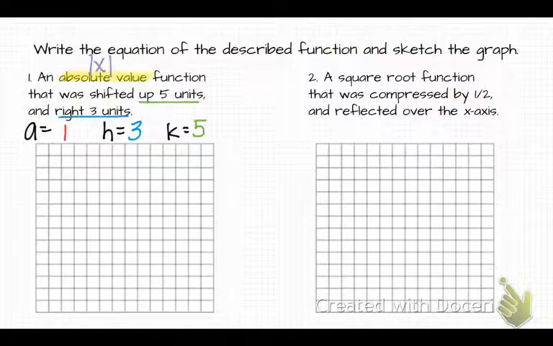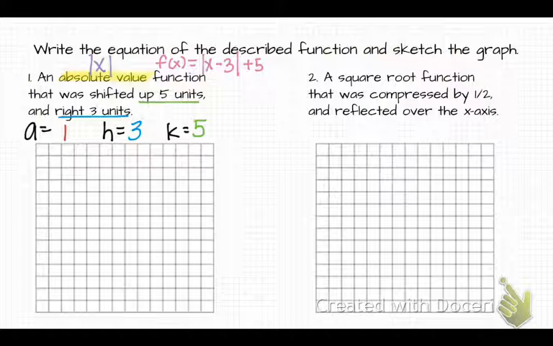So to write the equation, I have f of x equals, do I write the a value? What is the a value? 1. So do I have to write 1 in my equation? No. Okay, so then I have a times the absolute value of x minus h plus k. That will be my equation. Is that okay so far? Now, what do I have to do next? What's the other part of this question?